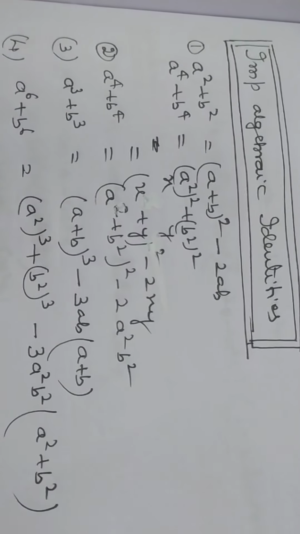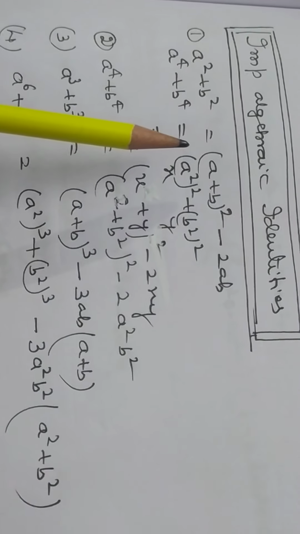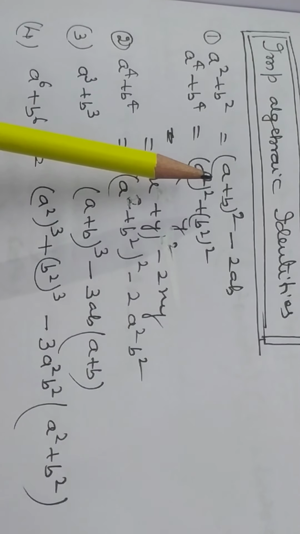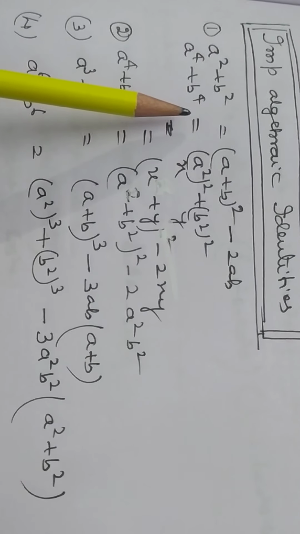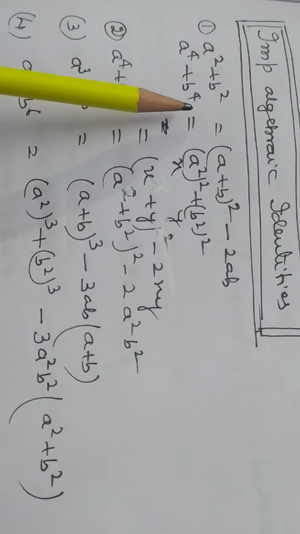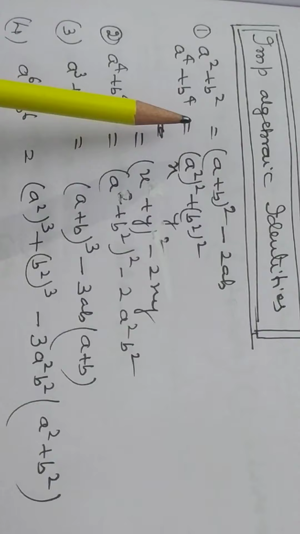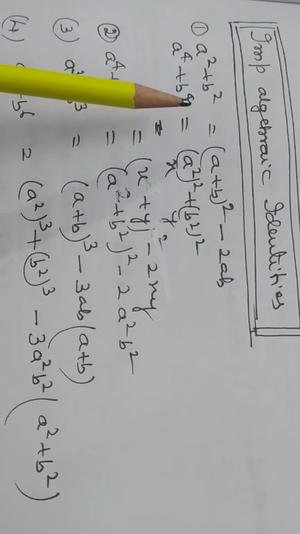Now these identities are very important. You have studied them in class 8 or 9. Some identities are very important, and you have already gone through them in class 8 and 9. Now I want to recall them.